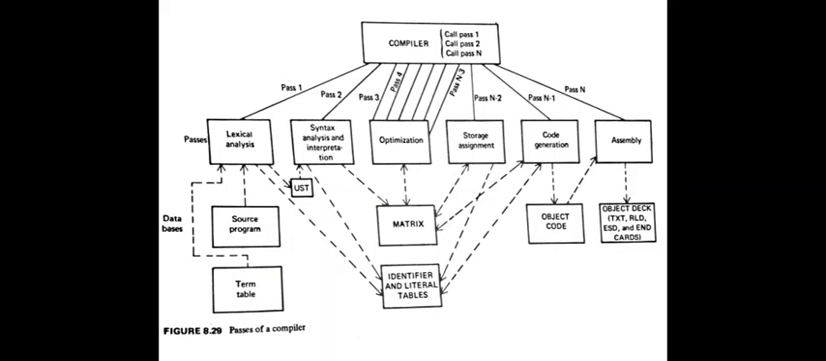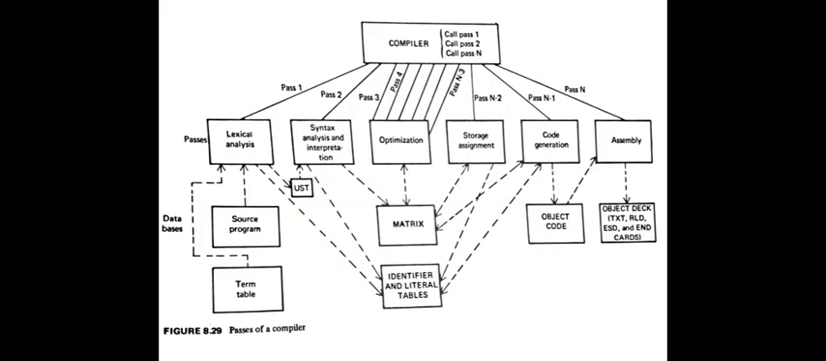This figure represents the passes of a compiler. At the top you can see you have a compiler and you're going to have the call for pass 1, 2, 3 up to N there. In pass 1 you can see at the left corner the first one, we are going to refer to the lexical analysis phase, wherein the term table is being used as a database and the source program is fed into that lexical phase.